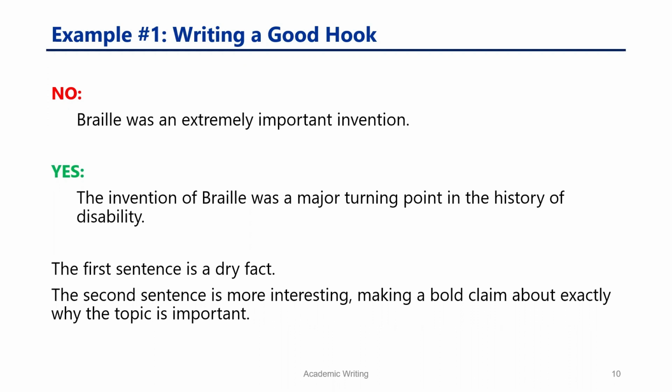Okay, let's look at some examples of writing a good hook. First, let's start with a bad example. Braille was an extremely important invention. That sentence is just a dry fact. It's not very interesting, and it's a very broad statement. Now let's look at a good example. The invention of Braille was a major turning point in the history of disability. That sentence is much more interesting; it makes a bold claim about exactly why the topic is important.